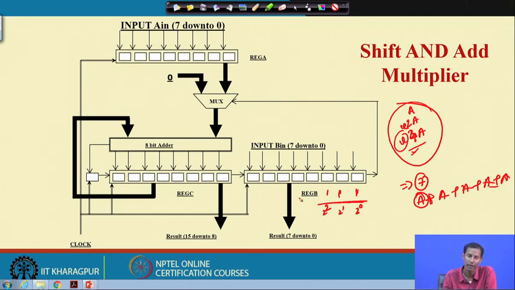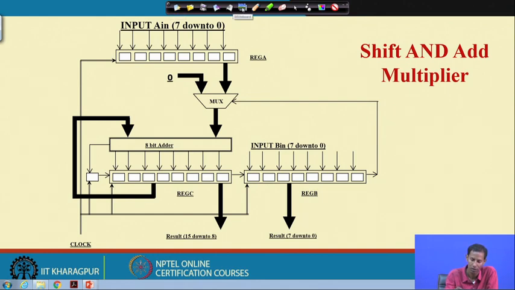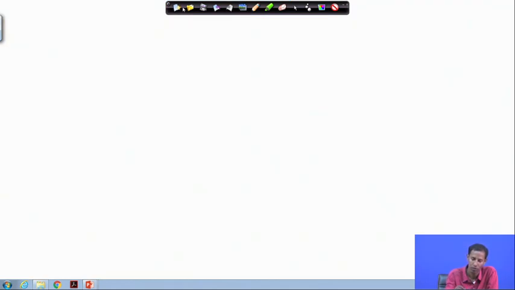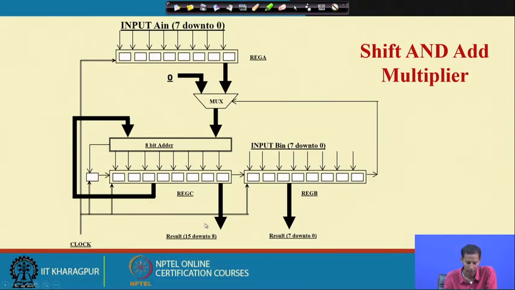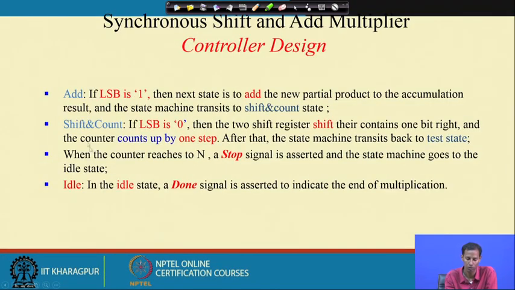Okay. So, based on this particular case, now I can. This is the controller design, that means this is the condition. If the LSB of B is 1, then add and then shift and count. In shift and count, if the LSB is 0, then the count goes up by 1 step.